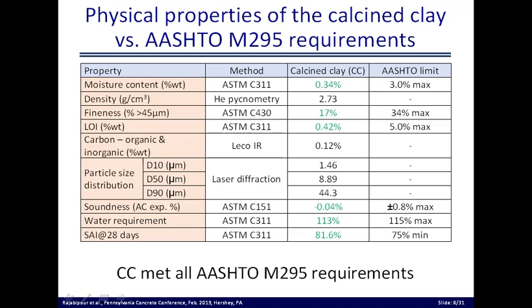Here's a table with the physical properties of these calcined clays and a comparison with the AASHTO specifications. If I go down the table, you can see moisture content is pretty low. For fineness, AASHTO specifies 34% maximum, essentially particles larger than 45 micrometers. This is only 17%, so it's a fine particle, which makes it reactive, and at the same time, it increases the water demand a little bit. Loss on ignition, LOI, is very low. Carbon content is very low. Particle size distribution is fairly fine.